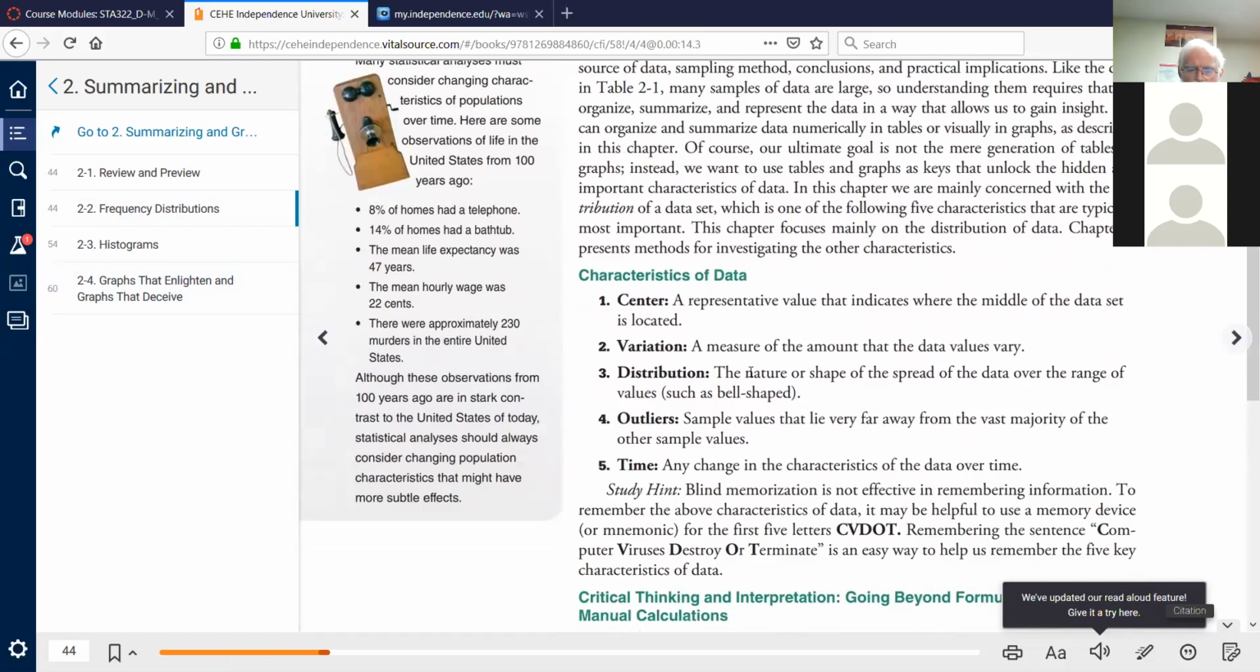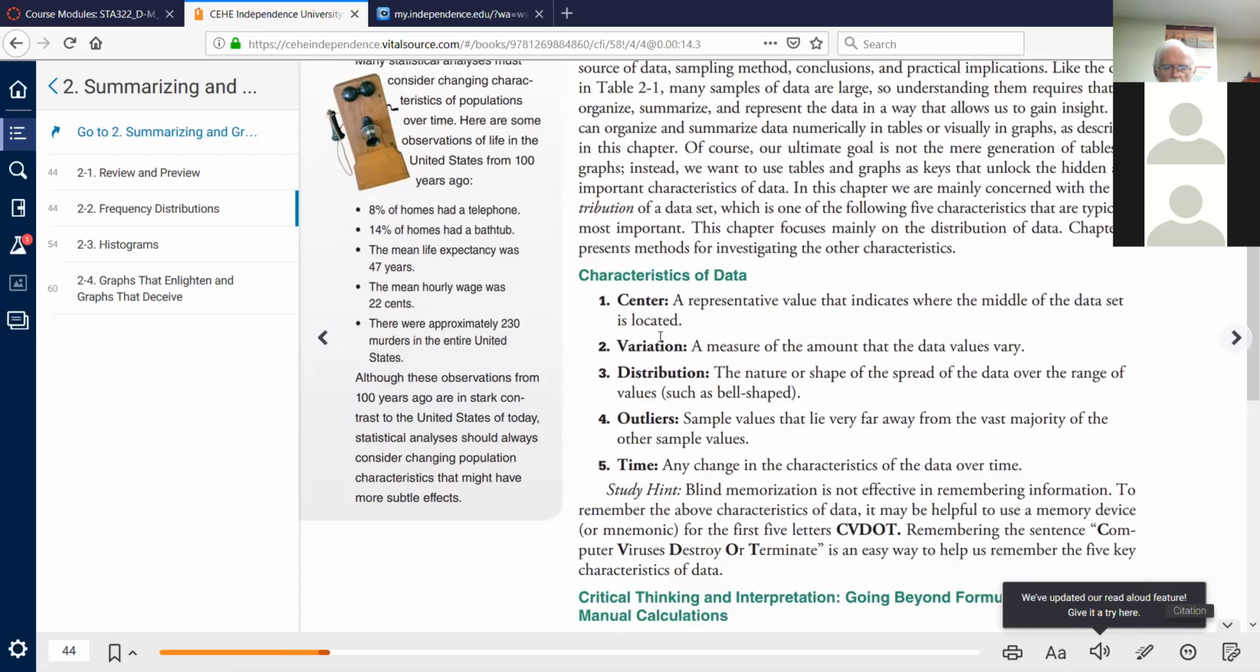The center is the middle of a data set. There are a couple of different ways of looking at that. You can do a numerical average, or if you order the data in some way, lower to higher, higher to lower, in some fashion, you can take the piece of data that's in the exact center of the distribution.